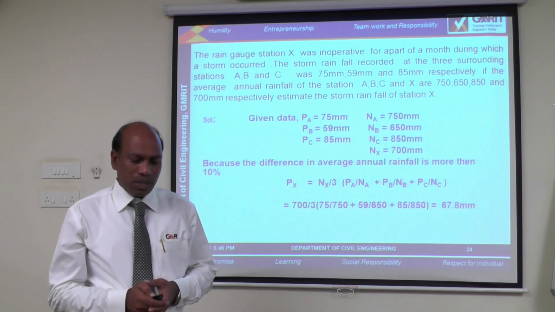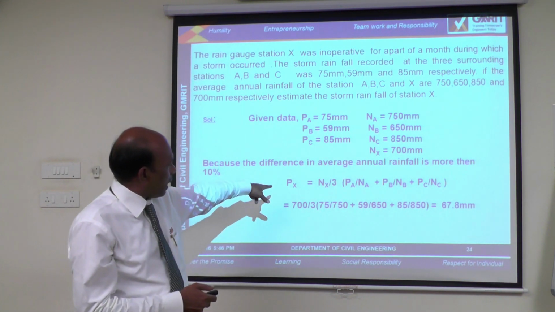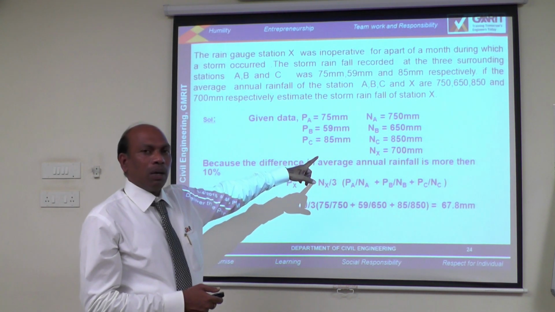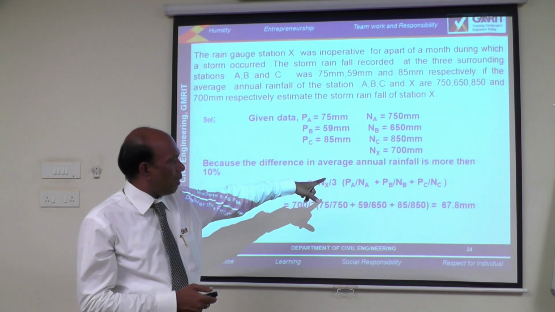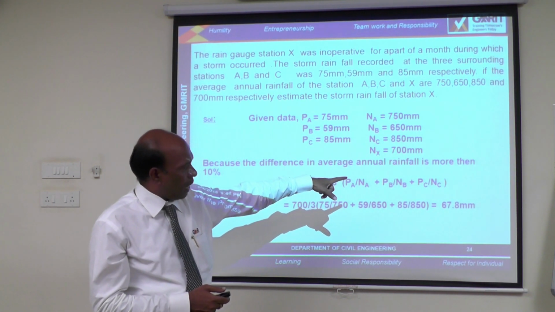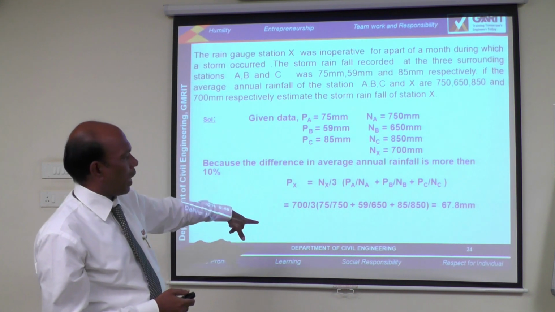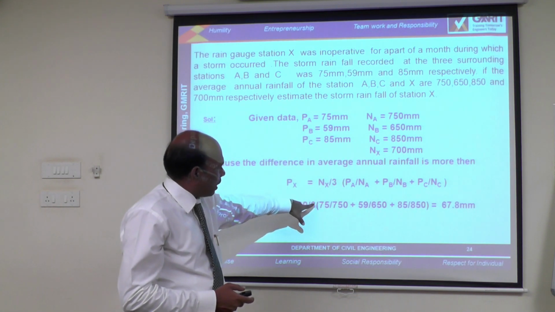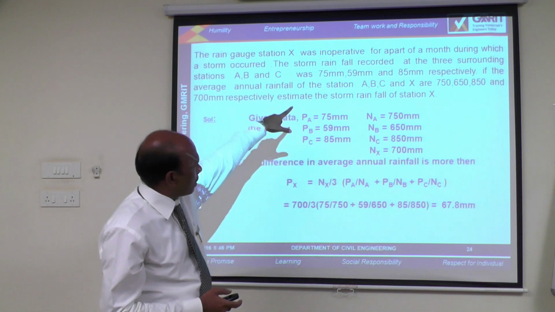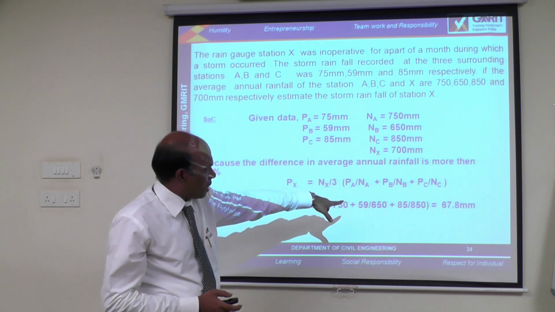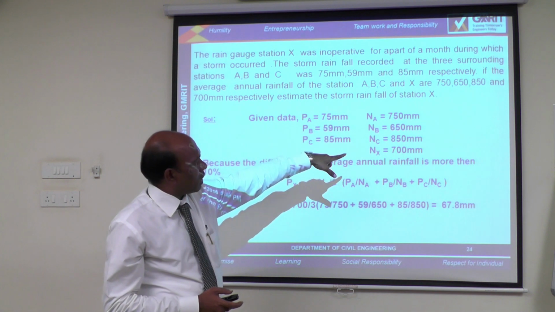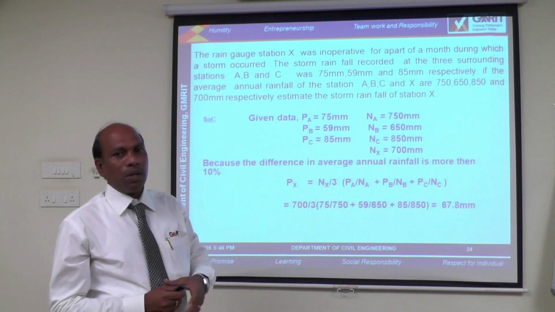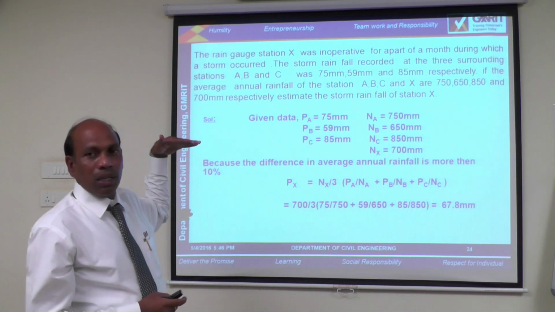Based on the normal ratio method, we know the formula: Px is equal to Nx by 3, bracket begin, Pa by Na, where P represents precipitation depth and N represents mean annual rainfall, plus Pb by Nb and Pc by Nc. Finally, we have all the data. Nx is the mean annual rainfall of station X, which is given, divided by 3, and 75, 59, 85 are the rainfall depths, and 750, 650, 850 are the mean annual rainfall of the index stations. Finally, we have 67.8 mm of rainfall depth. That is the value for the missing rainfall station.